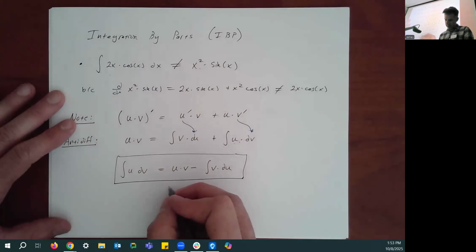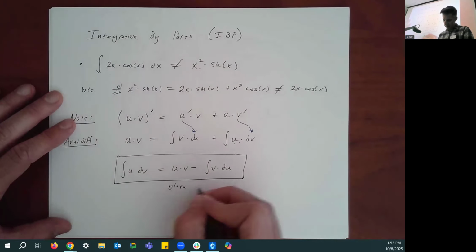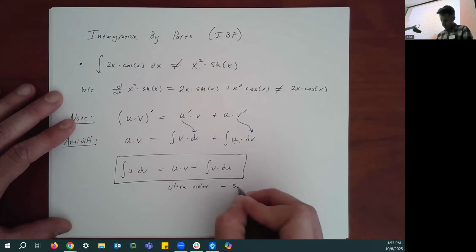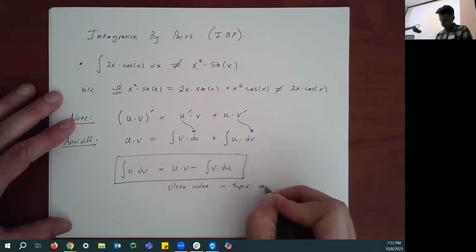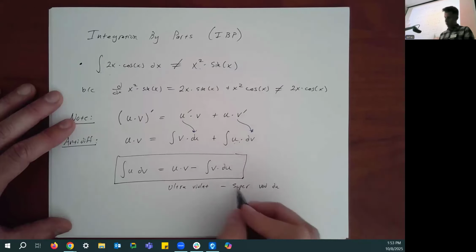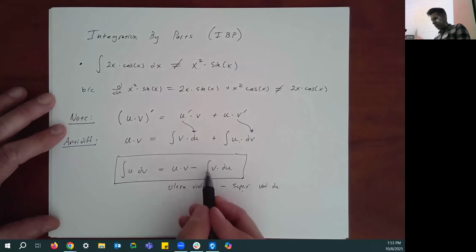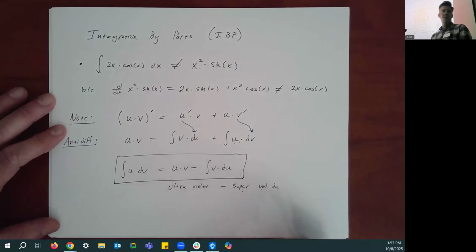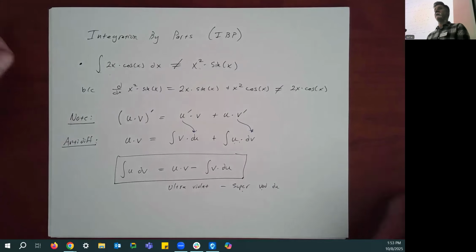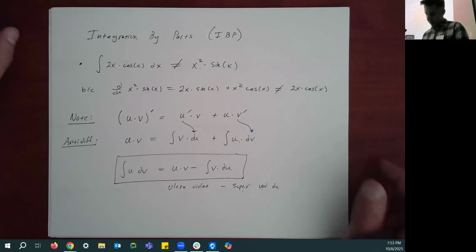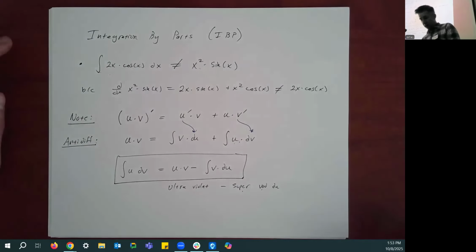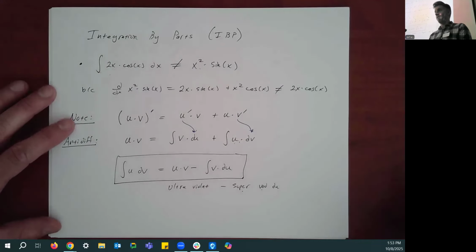Some people like to say ultraviolet for the UV, like UV rays, super voodoo for the integral of v du. The super looks like an S, the voodoo is the v du. So ultraviolet super voodoo, you might think you can forget it. I've never been able to forget it. I've tried so hard, won't leave my mind. So ultraviolet super voodoo is our formula for integration by parts.